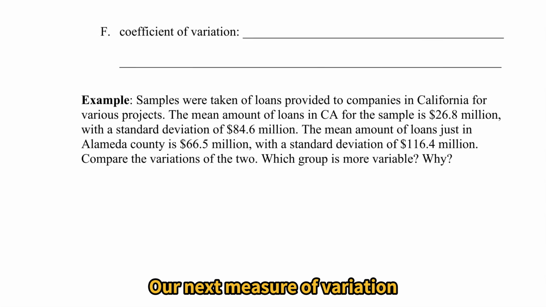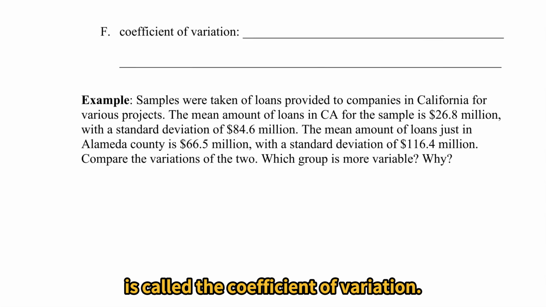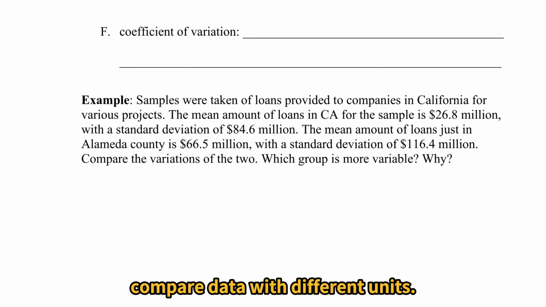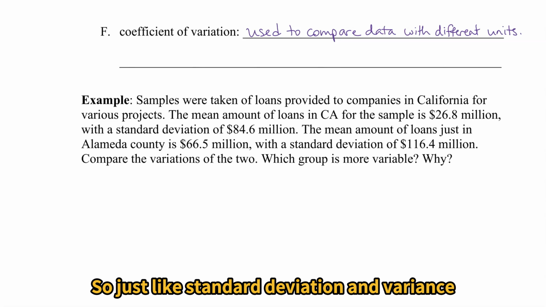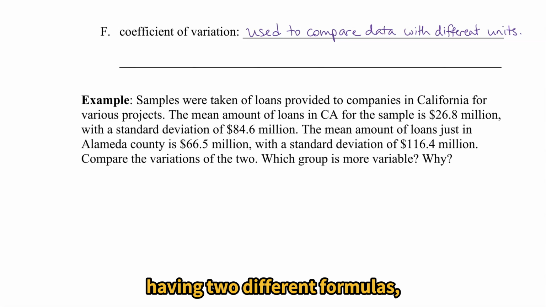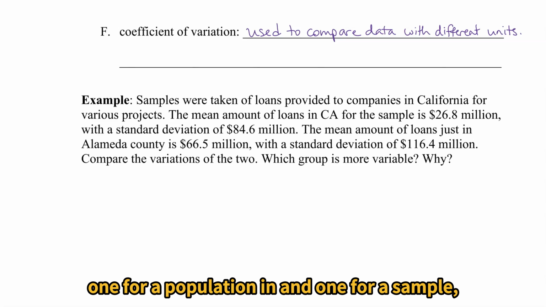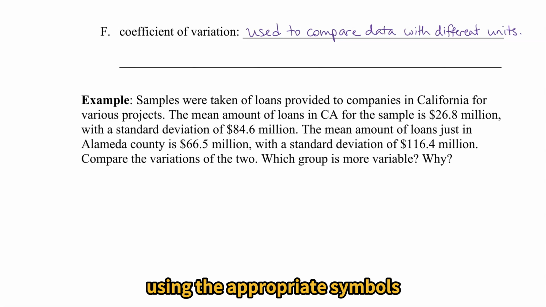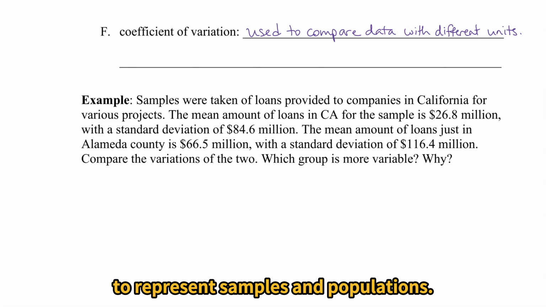Our next measure of variation is called the coefficient of variation. The coefficient of variation is specifically used to compare data with different units. So just like standard deviation and variance having two different formulas, one for a population and one for a sample, similarly we can talk about the coefficient of variation using the appropriate symbols to represent samples and populations.